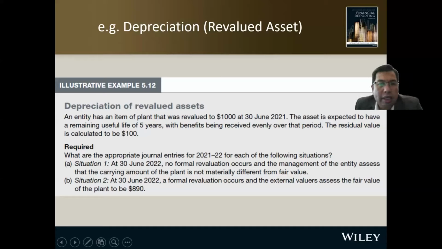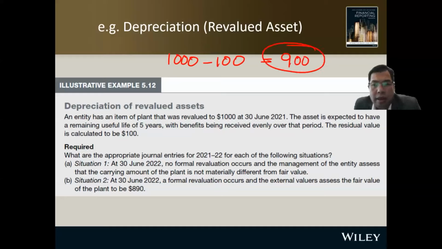Okay, in this example, an entity has an item of plant that was revalued to 1,000. The asset is expected to have a remaining useful life of 5 years, with benefit being received evenly over that period. So the residual value is 100. So what is your depreciable amount? 1,000 minus 100. So this is the depreciable amount, 900.